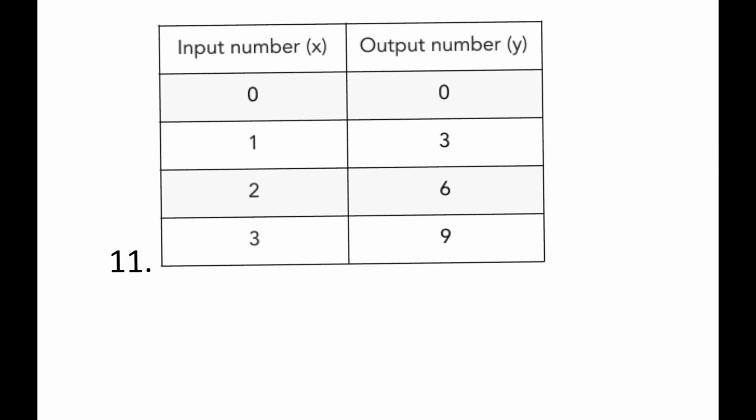When you have tables and you want to know if it is a function or not, you must look at the inputs again, the x values. So up here it says input and it has the x. So the x values, in order to be a function, the x's cannot repeat. So here we have a 0, 1, 2, 3. They're not repeating. That's totally fine. So this is a function. Yes, it is. If the x values are repeating, if one number is repeating, then you say, no, it's not a function.